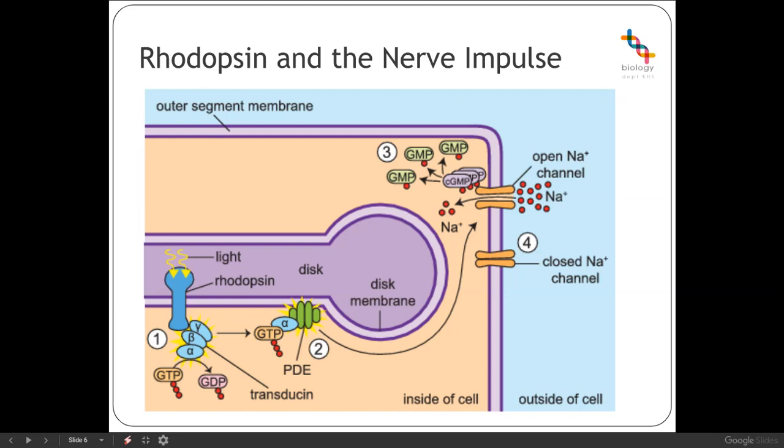So simply having 10 photons of light is able to eventually catalyze the hydrolysis of thousands and thousands of these molecules, closing these ion channels, allowing for hyperpolarization, or the increasing charge of the membrane, and therefore triggering a nerve impulse in the neuron in the retina, just in the same way as what we've already looked at.